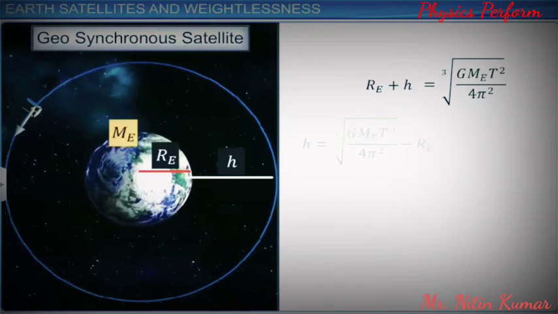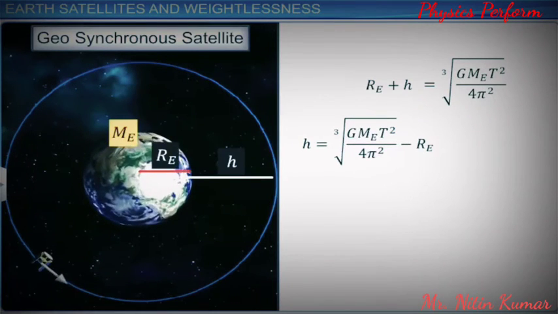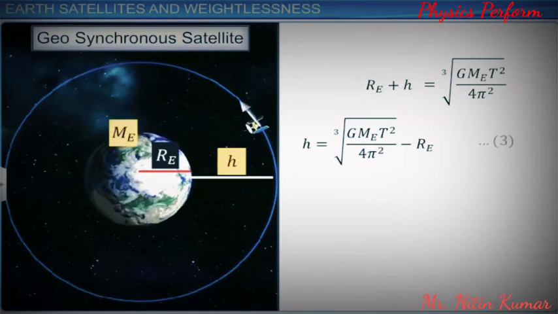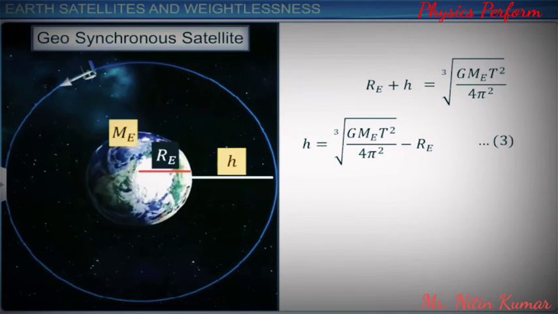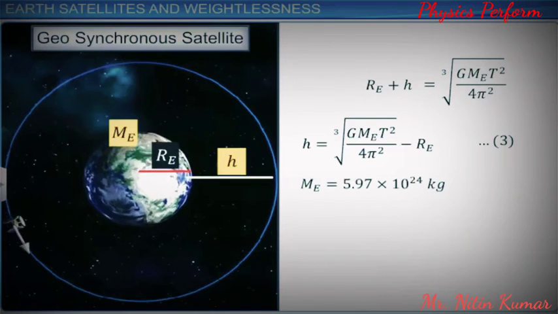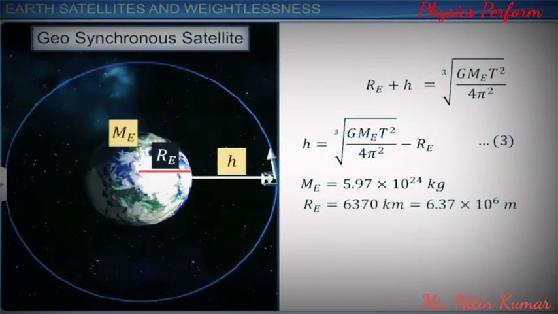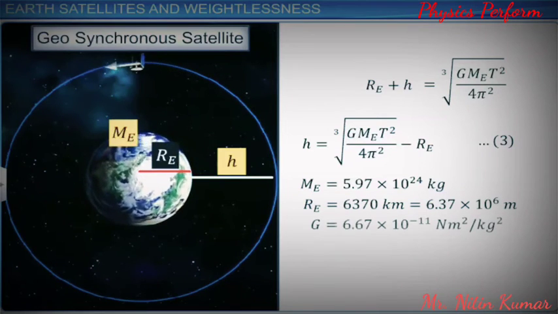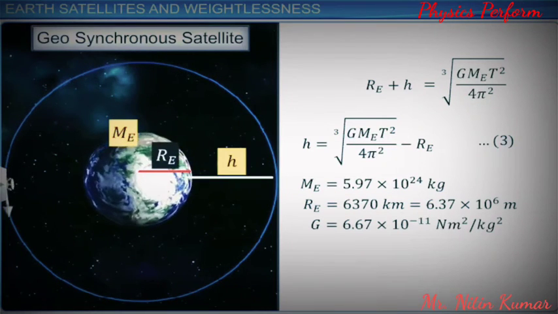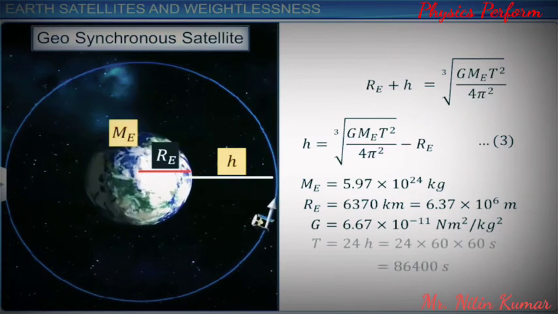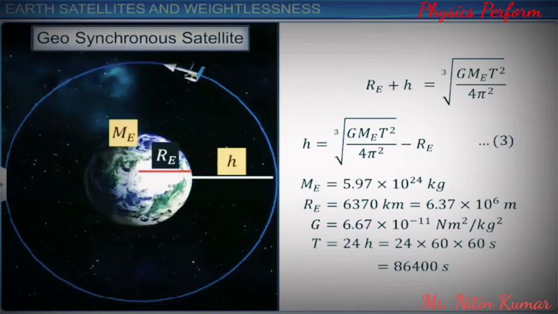Knowing the data for the mass of the Earth, its radius and universal gravitational constant, you can estimate the height of the satellite for which the period of revolution is 24 hours. This is done by substituting the corresponding values in equation 3 and simplifying as shown.